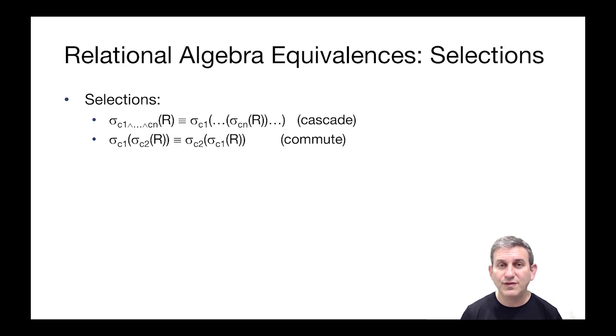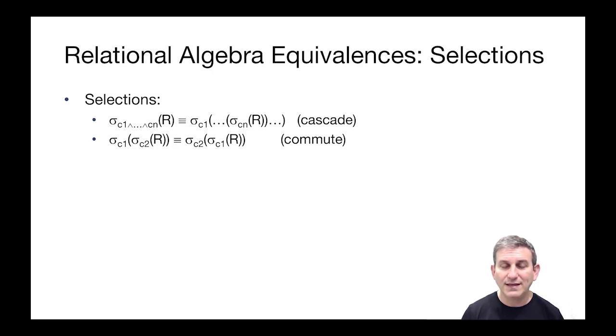And here are two rules of equivalence for selections. The first says that if you have a conjunction of predicates in your selection predicate, so here we have selection with the predicate C1 and ... and Cn, that is equivalent to a cascade of individual selections, one per predicate. So here we have selection of C1 over ... over selection of Cn over R.